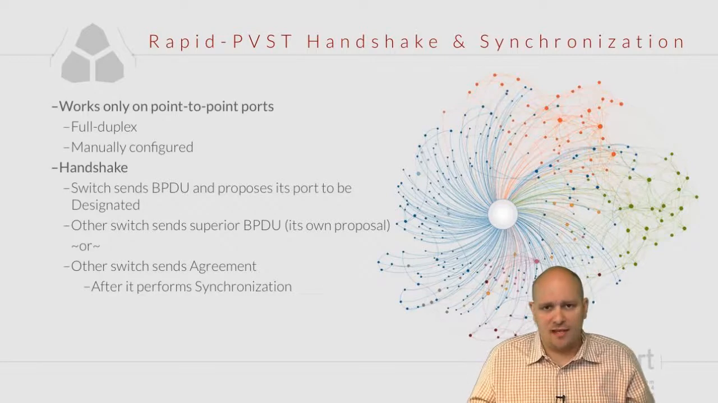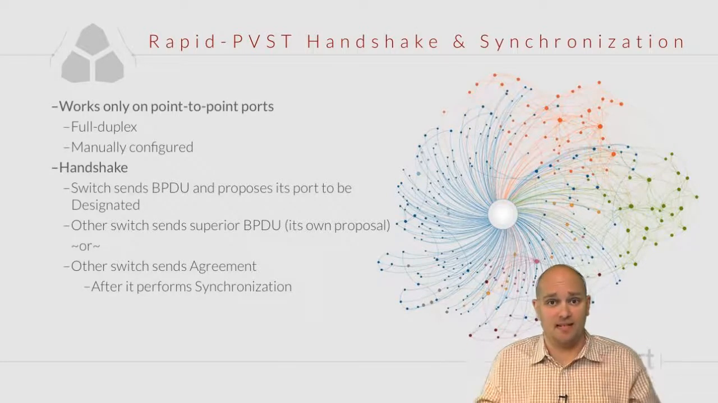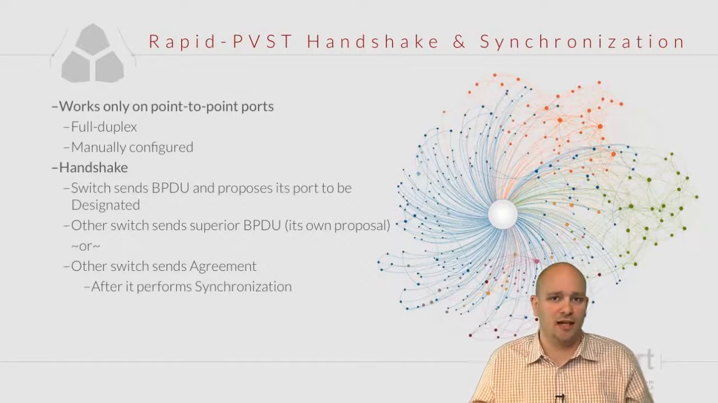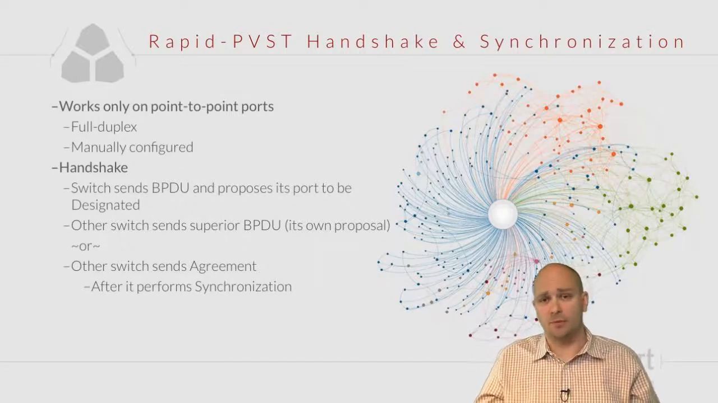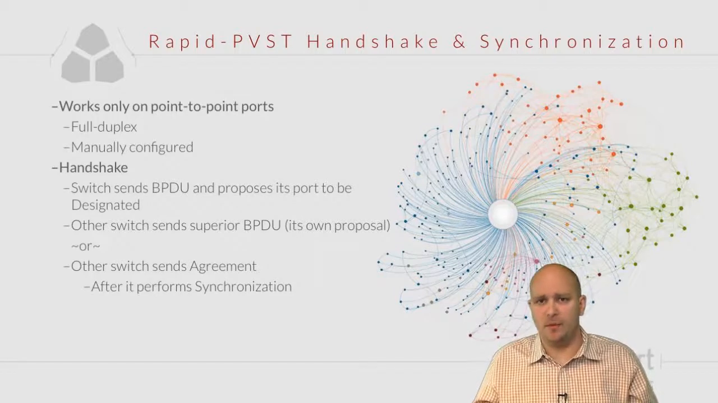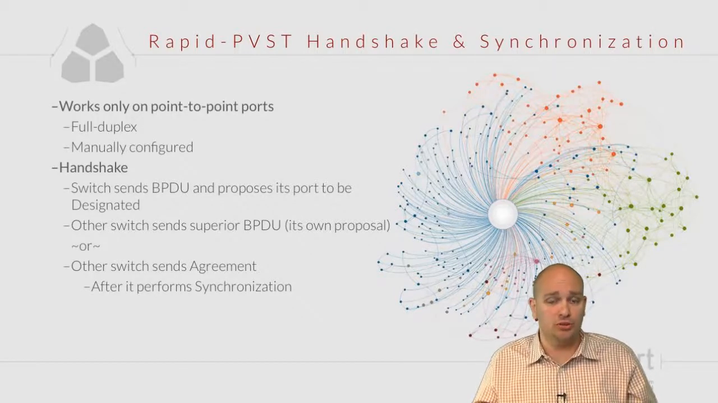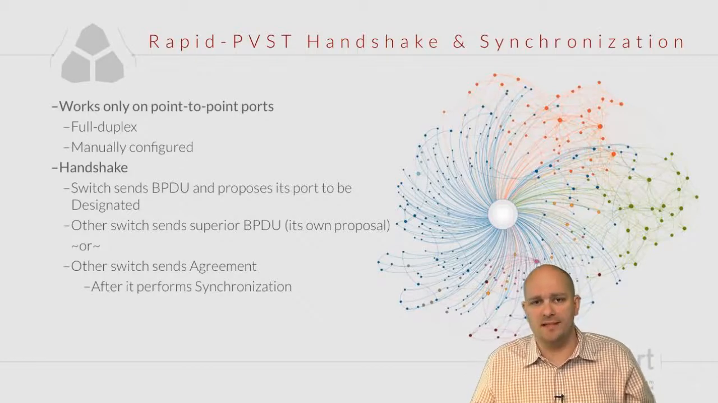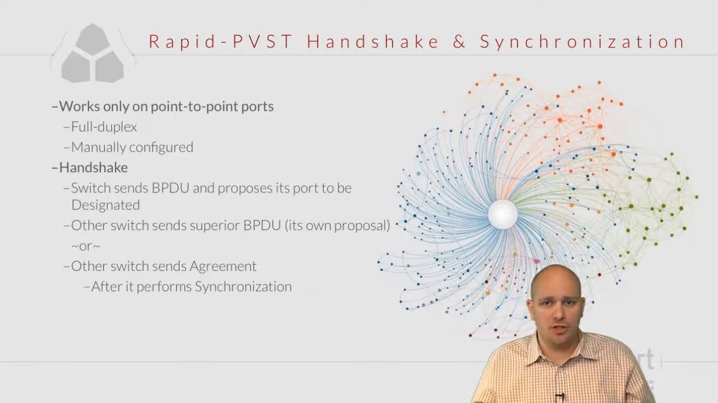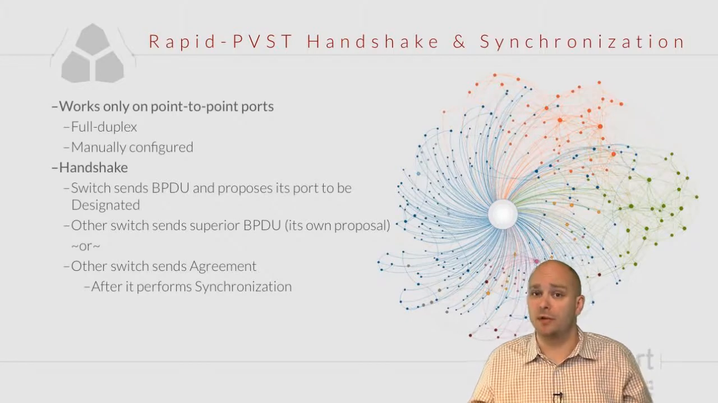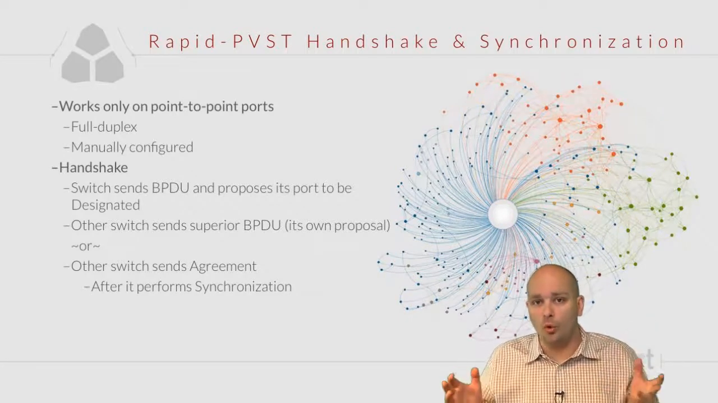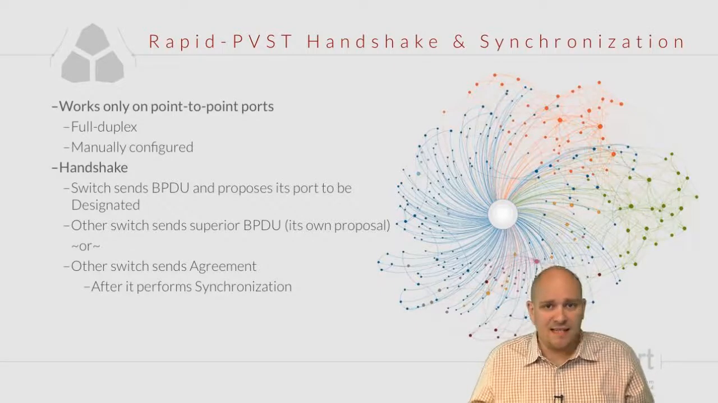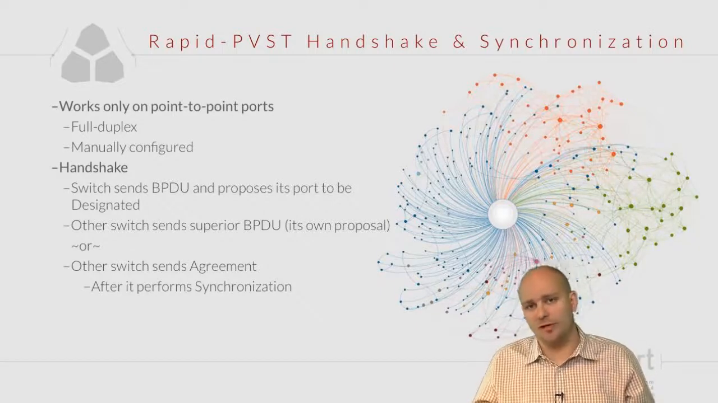The next thing that happens, if this condition has been satisfied, is that the handshake happens. And it's a relatively simple process. The switches send BPDUs and they propose that the port that has actually transmitted the BPDU becomes a designated port. The other switch may actually send a superior BPDU, a better BPDU, or it can agree to the proposal. Now, let's say that the other switch does agree to the proposal.